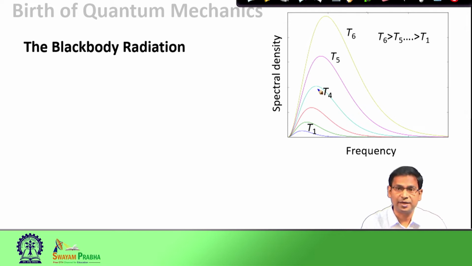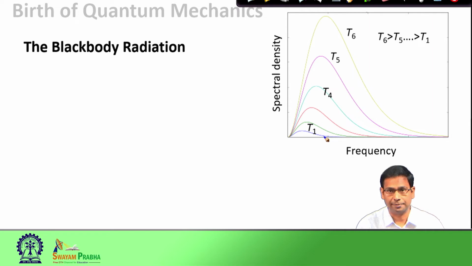The maximum of the spectral density we can see keeps going towards higher frequency as we increase the temperature. Now, the area under this curve, the spectral density versus frequency curve, represents the energy per unit volume of the black body. As you can see, the area under this T6 curve is significantly higher than the area under this T1 curve, for example. This makes sense because the black body at higher temperature T6 can emit more energy than it can at a lower temperature T1.